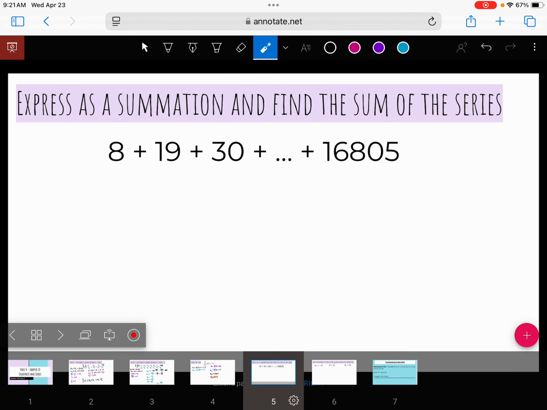So let's look at this one. So we're going to express this as a sum. So we're going to find our sigma and its rule. And then we are going to find the sum of the series. So we need to figure out what our rule is for this, how it goes from one step to the next.